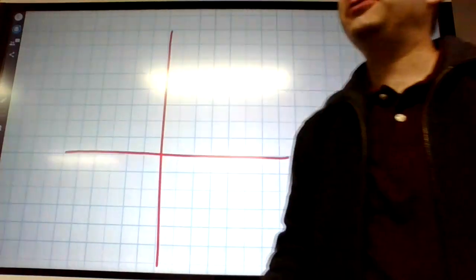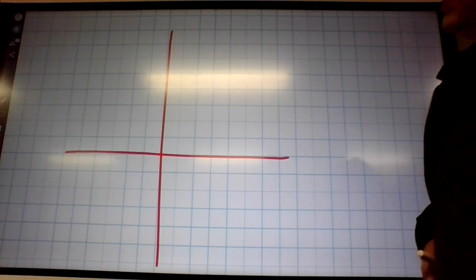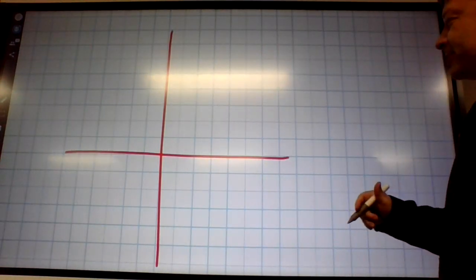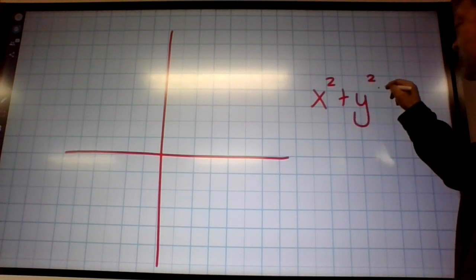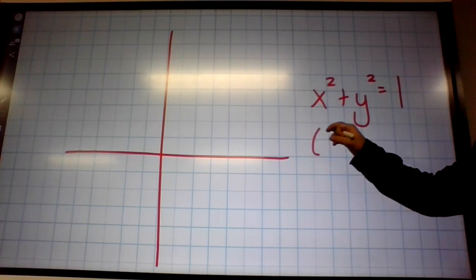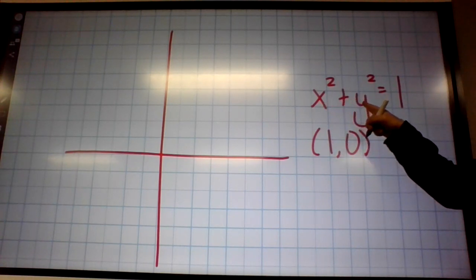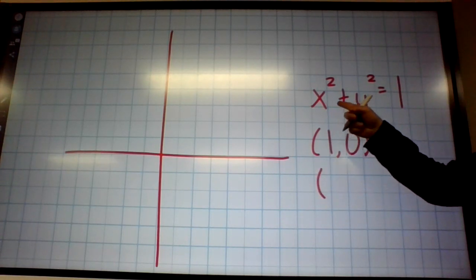I don't know if we did this before this year. Maybe we definitely did it one day in geometry and maybe one day last year. I don't remember. But equations for circles: if I just say x squared plus y squared equals 1, this would give me an equation for a circle. Some solutions would be 1, 0, because if I plug in 1 and 0, 1 squared plus 0 squared is 1. Can you guys give me another solution for this?